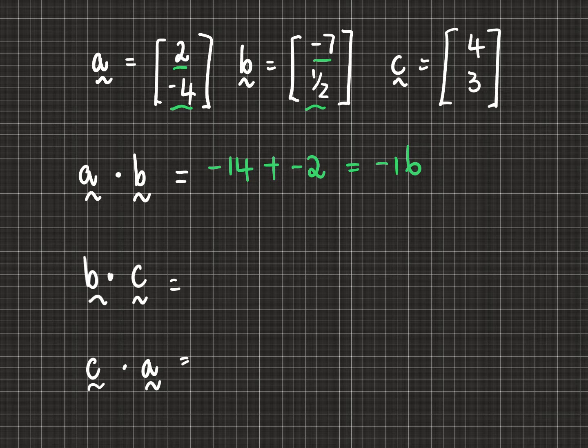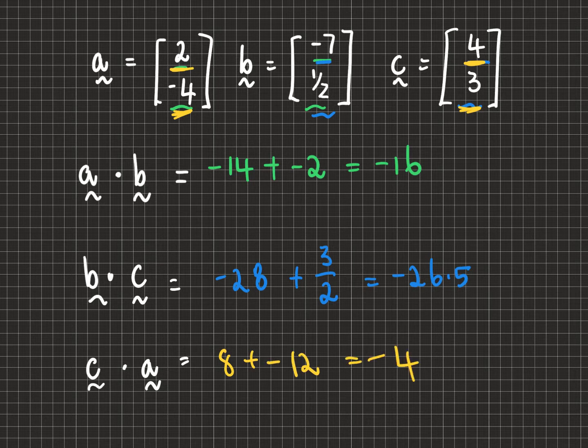Next one, B dot C, negative 7 times 4 plus 1/2 times 3. And C dot A, 4 times 2 is 8 plus 3 times minus 4 is minus 12. Okay, that is the dot product.